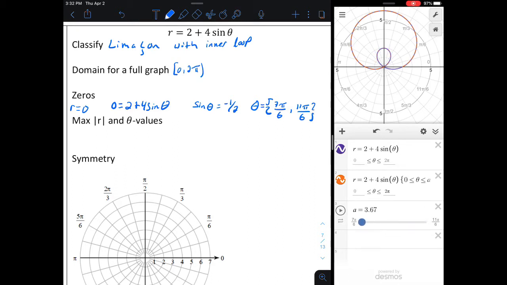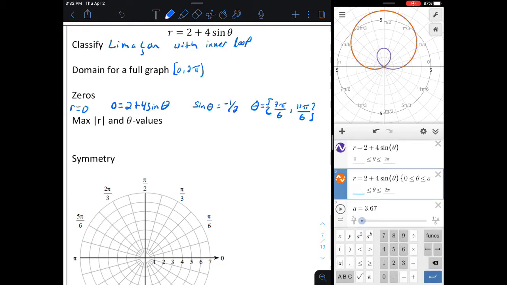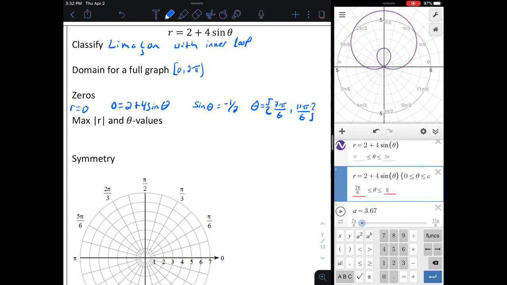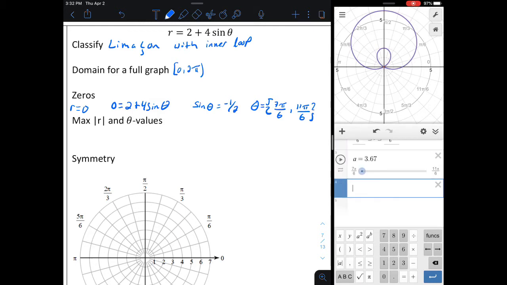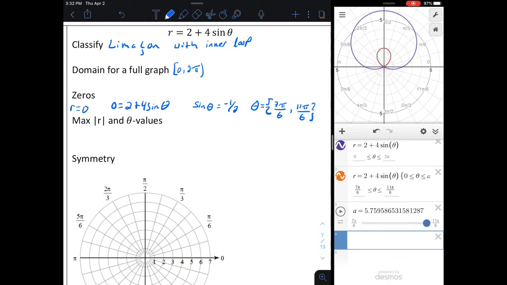Now, at 7 pi over 6, it's already plotted some of that curve for me. And in fact, let me change the trace function here to go from 7 pi over 6 to 11 pi over 6. All right, and if I trace inside of there, in between those two numbers is my inner loop. So we could say the domain for the inner loop goes from 7 pi over 6 to 11 pi over 6.